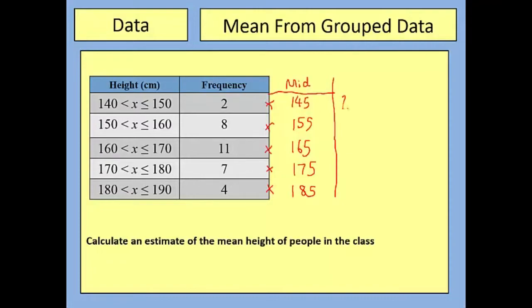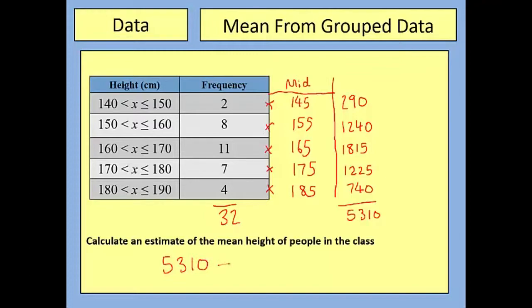So 2 times 145, that's 290. Then you should have got 1240. And then 1815, 1225, and finally 740 for the last one. And then if you added up this column, the total heights, you would get 5310. And then for adding up the frequency column, you would get 32. And then finally make that division, 5310 divided by 32 will give you the answer, which is the mean height, 165.9 centimeters.